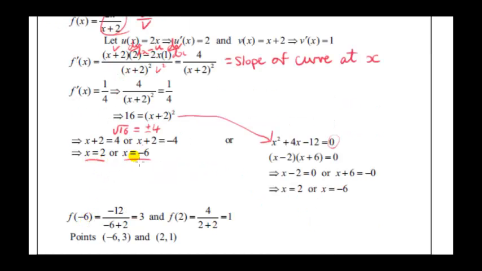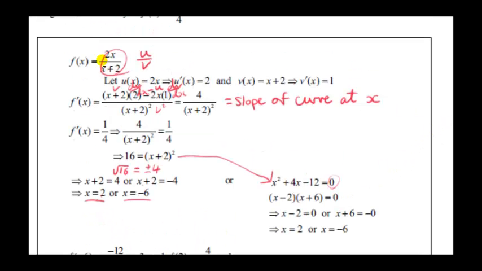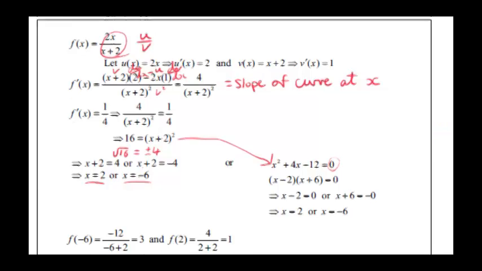So after finding the x values of the points, we need the y values. We're interested in 2 points on the curve, so they've got to satisfy the equation of the curve. Here's the formula that gives us the y values of points on the curve. We plug in the 2 x values that we got, and we get the corresponding y values.